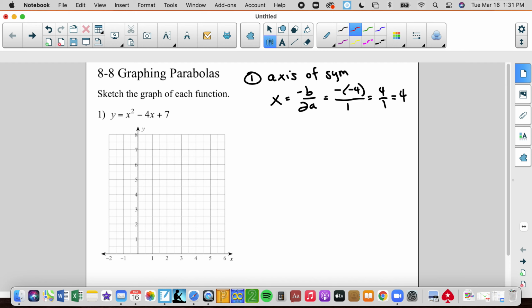So my axis of symmetry is going to be along this line here, which is very interesting on how that became black there when I was down.